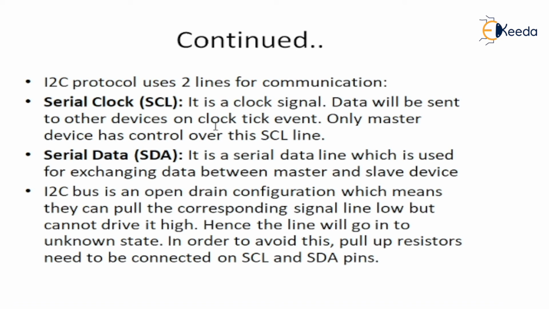The I2C protocol uses two lines for communication. Serial clock SCL is a clock signal. Data will be sent to the other device on a clock tick event. Only the master device has control over this SCL line. The slave does not have this control. The master can enable the clock and send it.